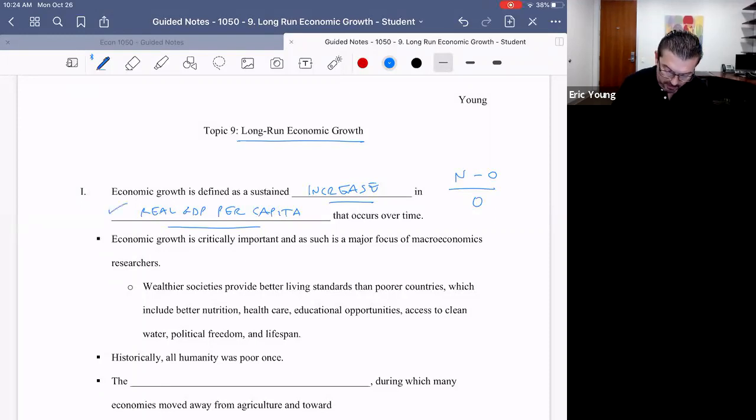Since we're talking about the growth of real GDP per capita, if you take the real GDP per capita from one year and then a previous year, you can use our old trusty new minus old divided by old formula and figure out growth rates, okay?